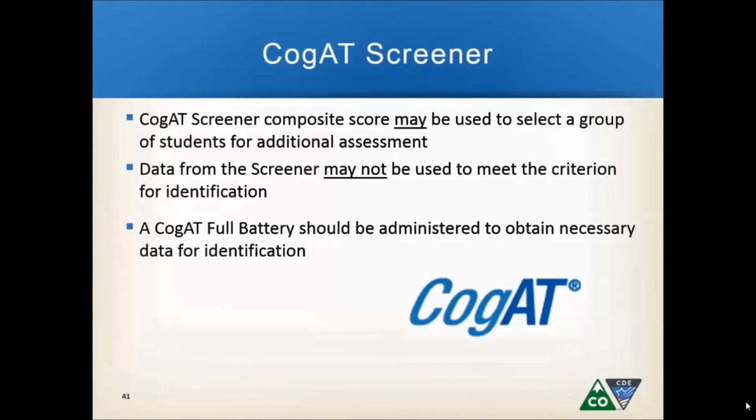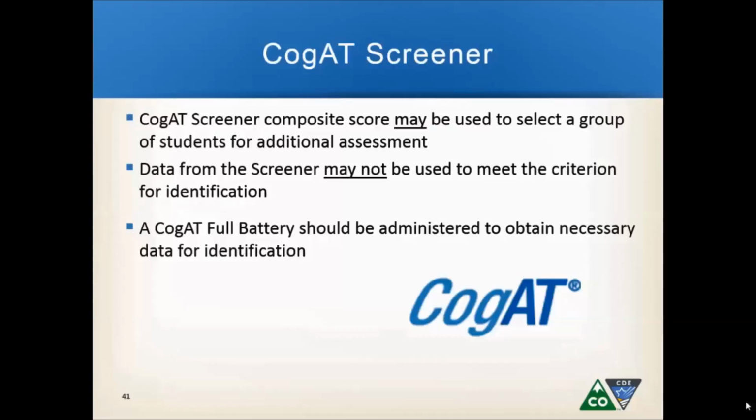Some districts have chosen to administer the COGAT screener as an instrument for their universal screening process. Now, the COGAT screener is shorter, takes about 30 minutes, and it may be used to select a group of students who then move on to additional assessment.